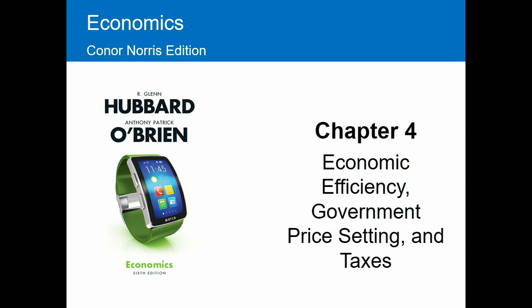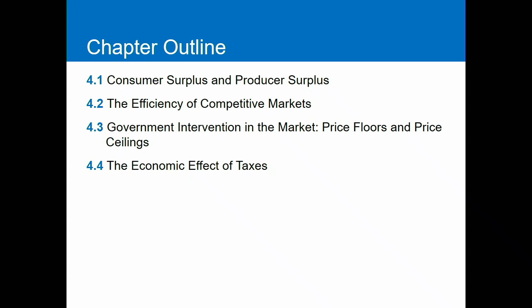So in this chapter, we're going to be talking about economic efficiency. That's the main idea running through this chapter. First we'll look at consumer surplus and producer surplus. When the market is in equilibrium, this is the point we want to reach. The market, through what Adam Smith called the invisible hand, encourages this.